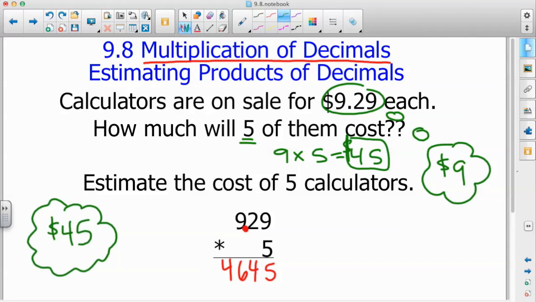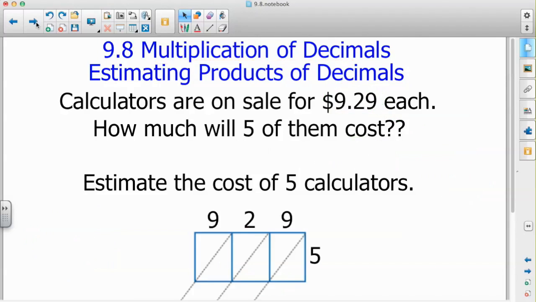Another strategy to solve multiplication of decimal problems is to simply count how many digits are behind the decimal. I see that the 2 is behind the decimal and the 9. That's 2 digits that are behind decimal points. And because there are 2 digits behind decimal points, I move my decimal over 2 place values and place it right there, where it is 46 and 45 hundredths, or $46.45.